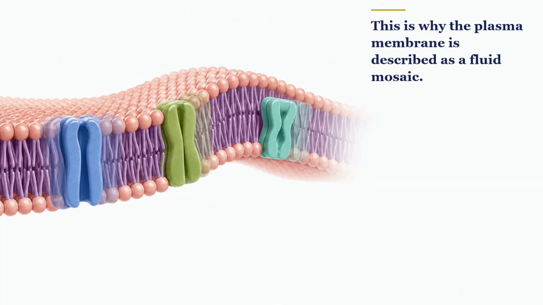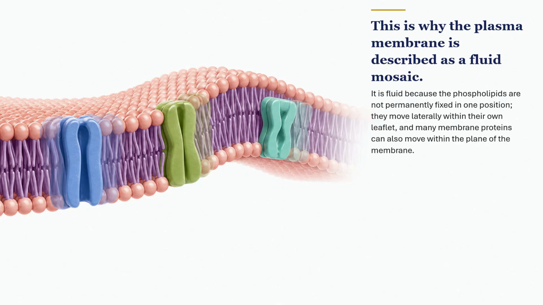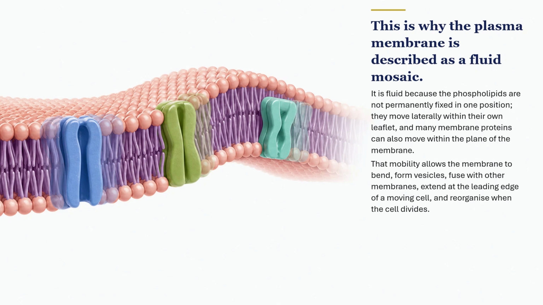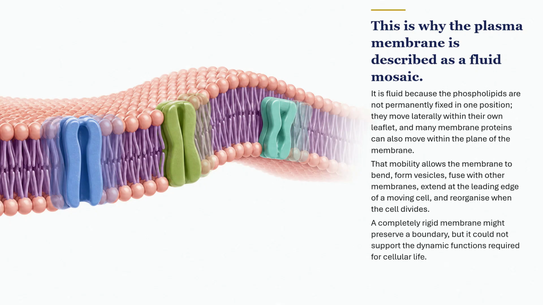This is why the plasma membrane is described as a fluid mosaic. It is fluid because the phospholipids are not permanently fixed in one position. They move laterally within their own leaflet, and many membrane proteins can also move within the plane of the membrane. That mobility allows the membrane to bend, form vesicles, fuse with other membranes, extend at the leading edge of a moving cell, and reorganize when the cell divides. A completely rigid membrane might preserve a boundary, but it could not support the dynamic functions required for cellular life.